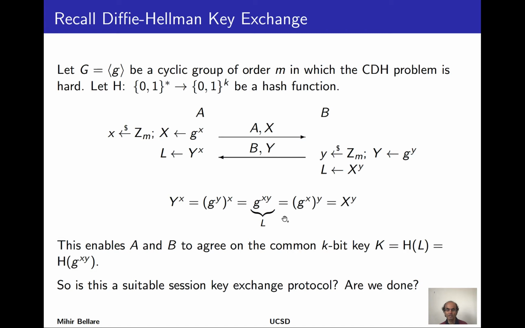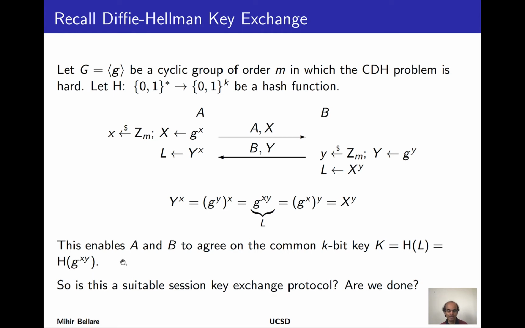And now, as we know from that nice algebra, the quantity g to the power little x times little y is something that Alice and Bob can compute through these two different mechanisms, one taking the public quantity of the other and raising it to their own secret power. We'll call that quantity L. Now, you could maybe think of L as the shared secret key, but really what we do is hash it down to get a string of the desired length.